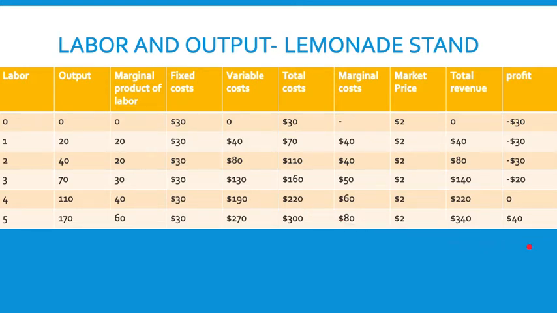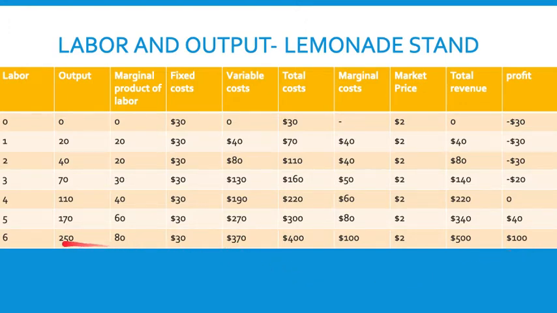So that's good. Should we go further? Should we add a 6th worker? Well, with the 6th worker, let's say they increase our marginal product of labor by 80 units, which means we go to 250. And we can see all the way across, even though our variable costs and total costs go up, our profits have gone up that much more because we produced so many cups of lemonade. We sold them for $2 at $500. So we take our total revenue minus our total costs. We've made $100. So that was worth it.